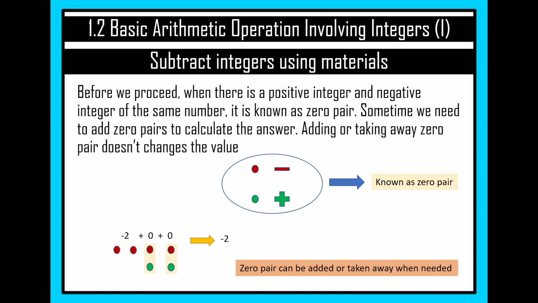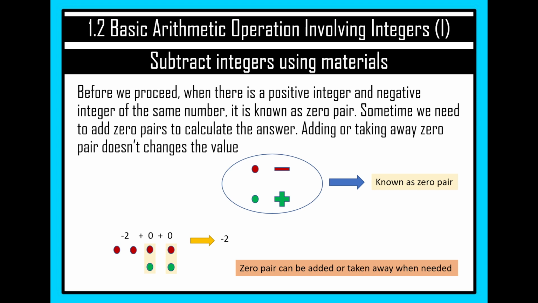Okay, before we proceed, when there is a pair of a negative integer and a positive integer of a same number, for example, -1 and 1, when they are together, it is known as a zero pair because they cancel out each other. Sometimes we do need the zero pair in our calculation, either by adding them into the calculation or taking them away. When we do that, it doesn't change the final value.